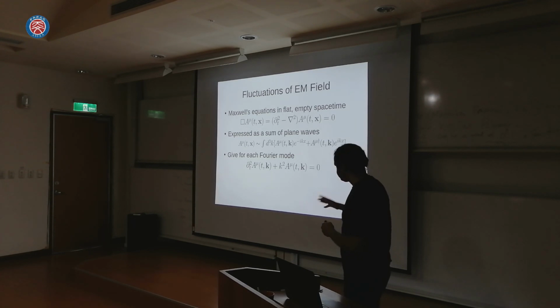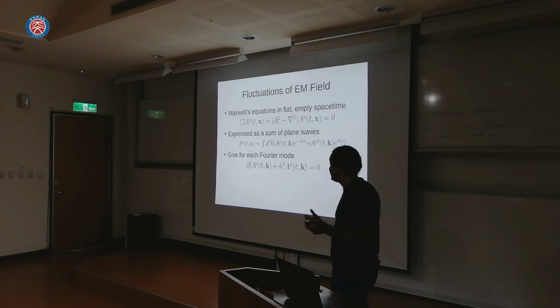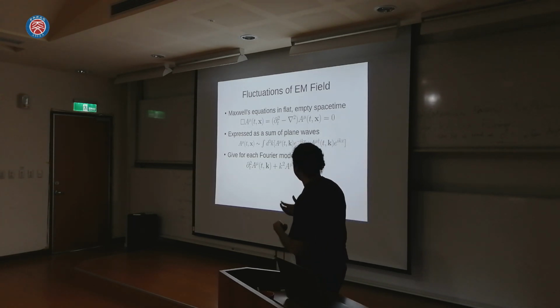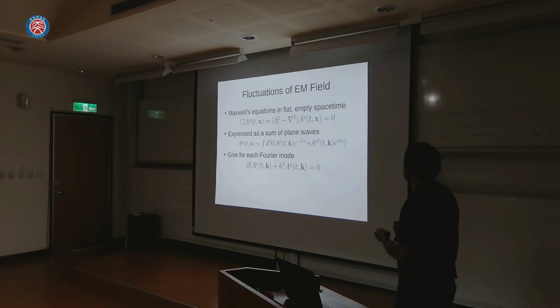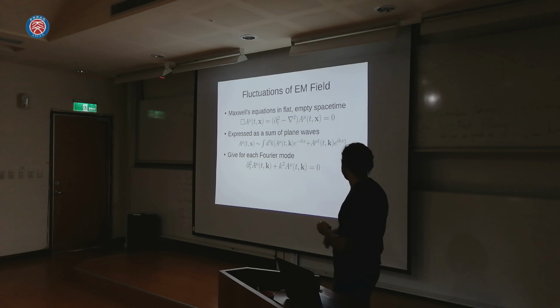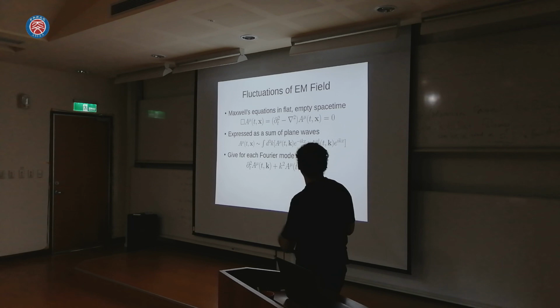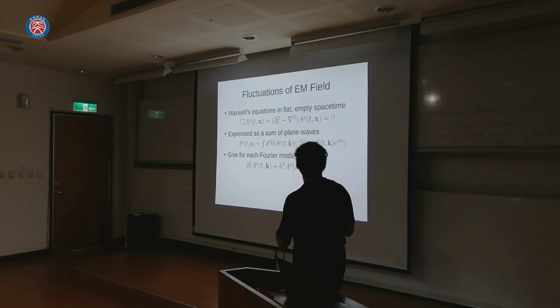So fluctuations of the electromagnetic field, I guess we're all very familiar with those. They are just electromagnetic waves or photons. So in flat empty space-time, they obey Maxwell's equation with a zero source. The equation is basically box of A nu, where A nu is the vector potential for electromagnetic waves, and that is equal to 0.